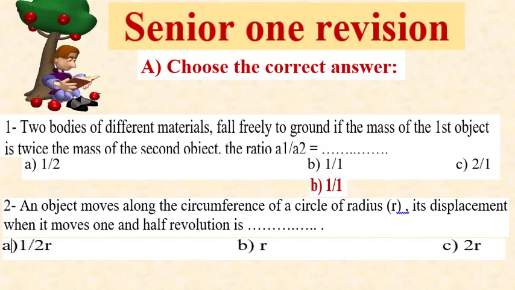Yes, great. But the object completes 1.5 revolution. In the half revolution, the displacement of the object is the diameter, which is 2r. So the total displacement will be 0 plus 2r. So the result is 2r. The answer is number C.